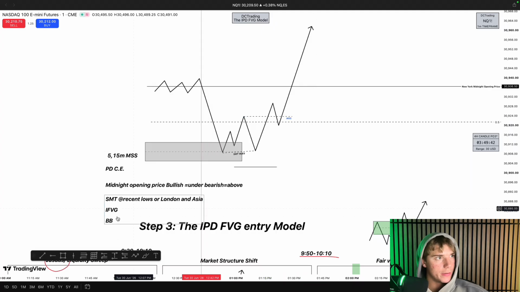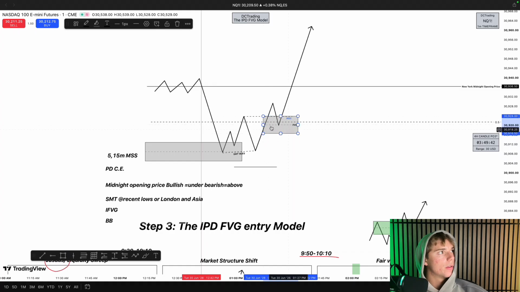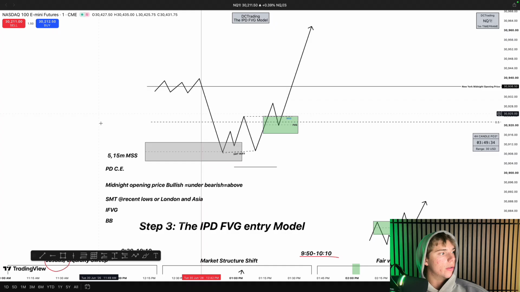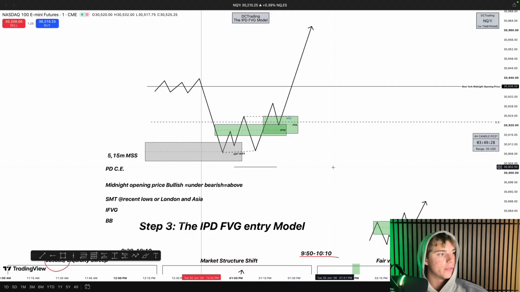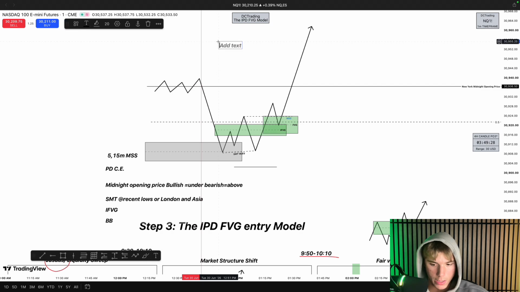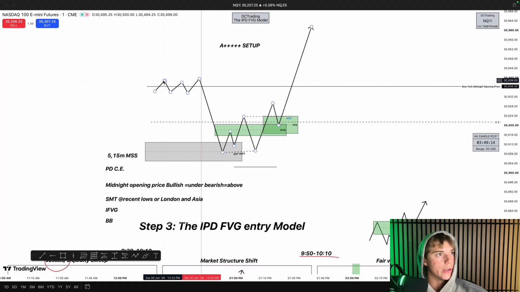We have our IPD FEG entry model with a market structure shift and a fair value gap. Okay. And then we are going to have an inversion fair value gap. And then also a breaker block somewhere in here. So this is a perfect example of your A plus plus plus plus plus setup using all of these confluences, right? You have your power of 3, you're below midnight opening price, you're around previous day consequent encroachment, targeting previous day high as buy side liquidity.